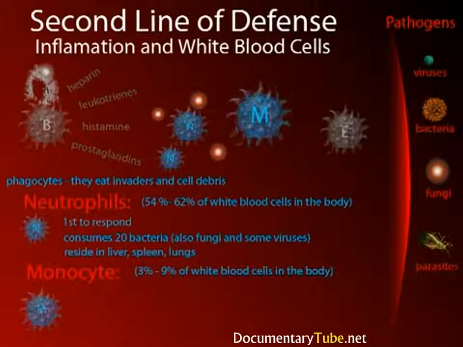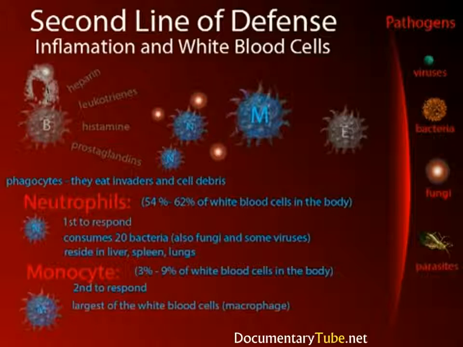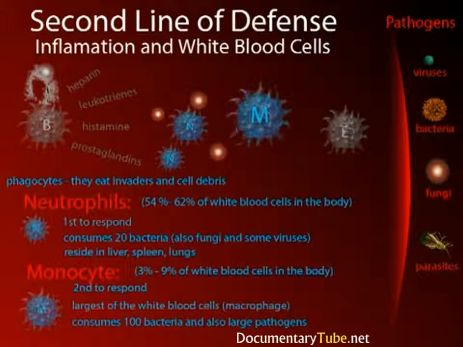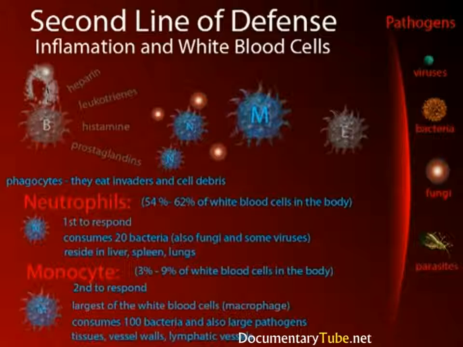The next to respond are the monocytes. These are the larger phagocytotic white blood cells, the big eaters. Once they enter the tissues, they are called macrophages. These big boys can consume about 100 bacteria in their lifespan. They also tackle the really large pathogens, such as parasites. These white blood cells will hang out in the tissues, near vessel walls, and around the lymphatic vessels.